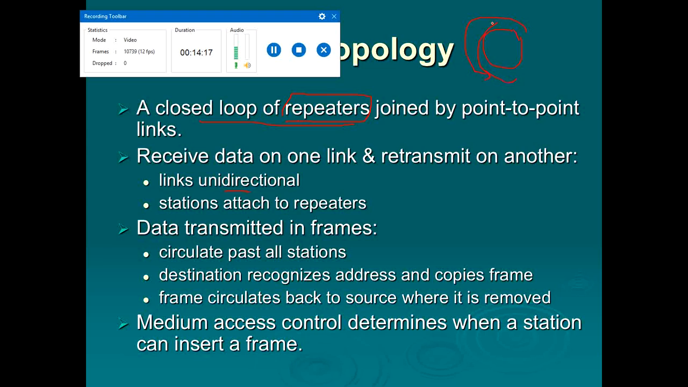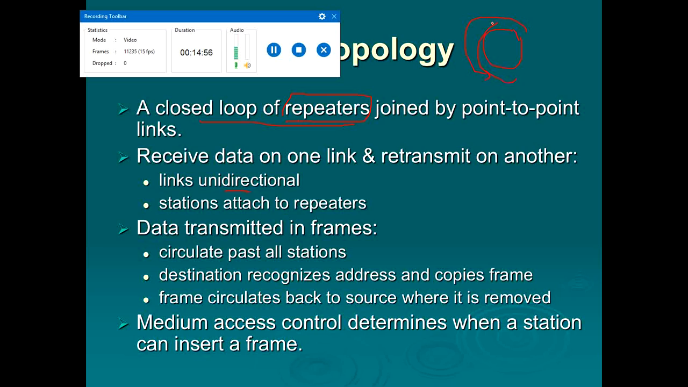Just like the bus and the tree, data are transmitted with the help of frames. So now in this case, when the frame circulates, it passes through all other stations which are attached on the ring network. The destination station recognizes the address and it copies the frame into the local buffer. The frame then continues to circulate until it returns to the source, whereas in case of bus, when it goes to the terminator, that signal is absorbed. So the source station will remove that frame.